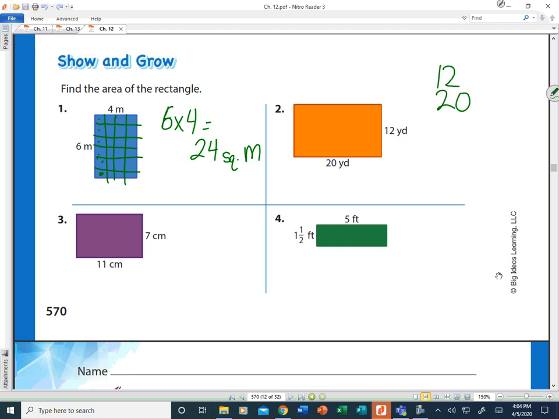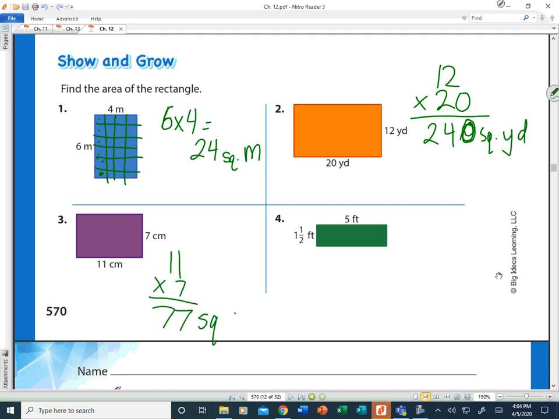Okay, so number 2, I'm going to take my length times my width. I'm going to do the good old-fashioned kick and squish. So now 2 times 2 is 4. Oh, was delayed a little there. And then 2 times 1 is 2. So I have 240 square yards. Don't forget about the square. Number 3, I've got length times width, 77 square centimeters.